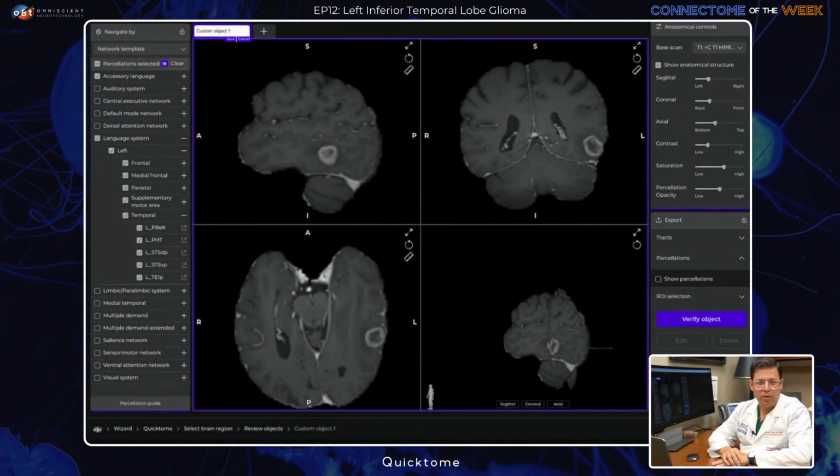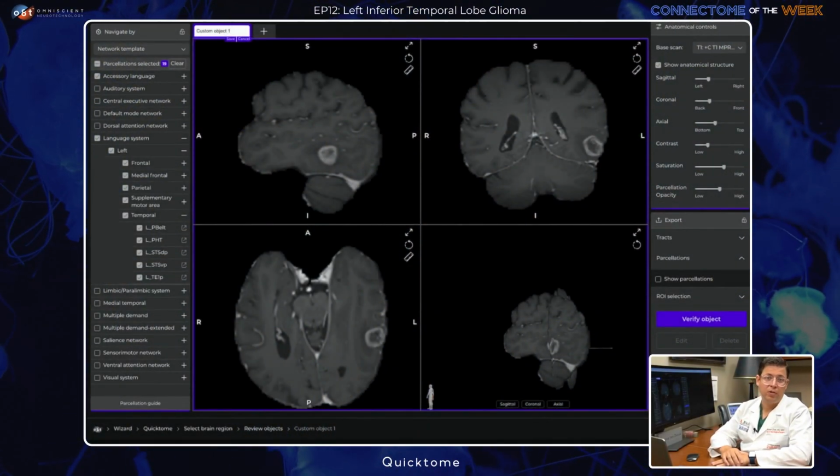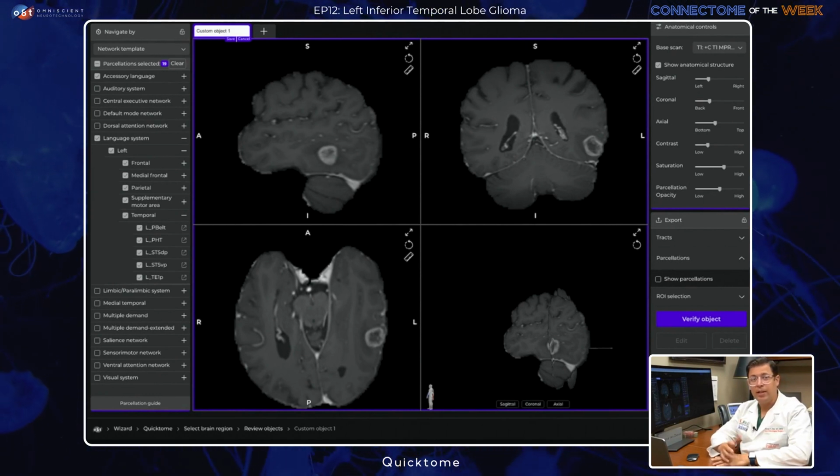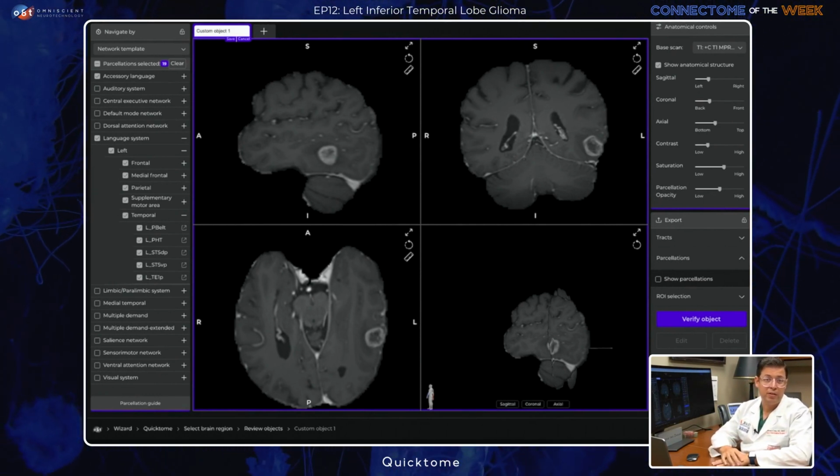My name is Michael Ivan. I'm one of the neurosurgeons here at University of Miami that focuses on brain tumors and skull base. Today I'll be talking to you about one of our connectomic cases.